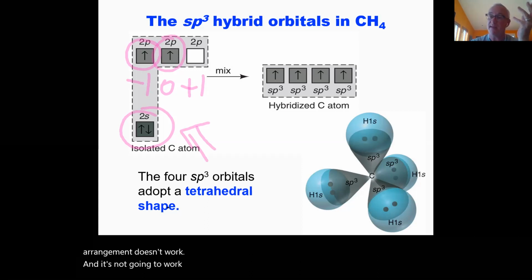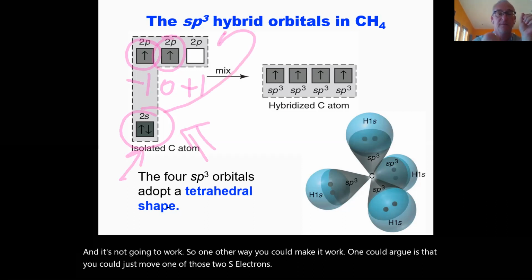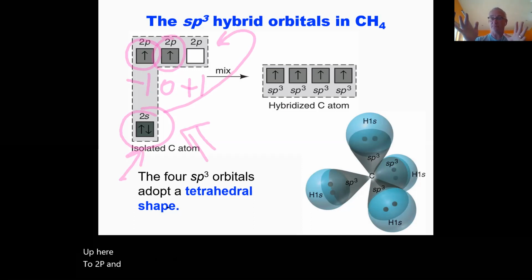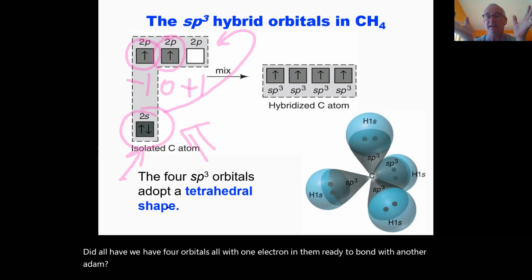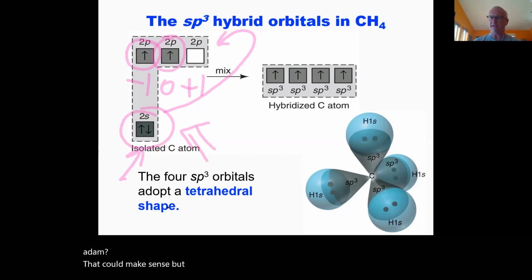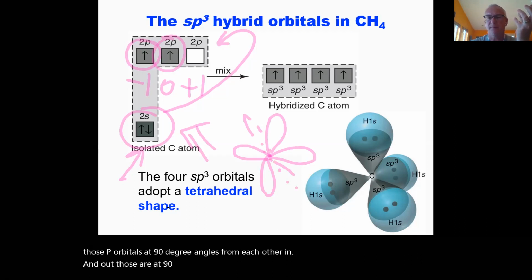So one other way you could make it work, one could argue, is that you could just move one of those 2s electrons up here to 2p, and then we'd have 4 orbitals, all with 1 electron in them, ready to bond with another atom. Well, that could make sense, but then the shape wouldn't make sense because remember those p orbitals are at 90 degree angles from each other, in and out. And then the third one is sort of in the middle.